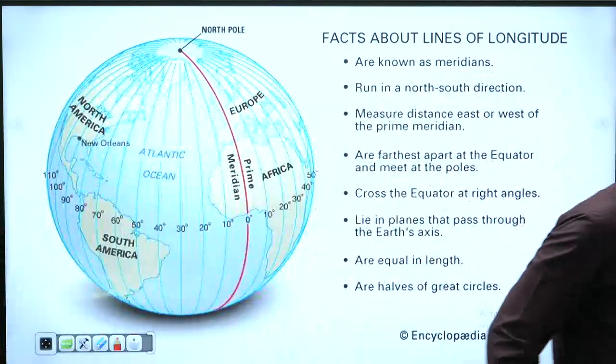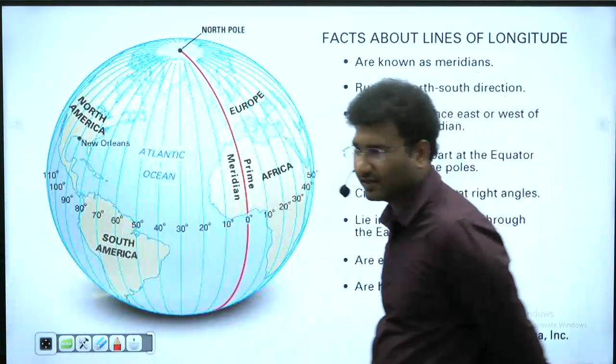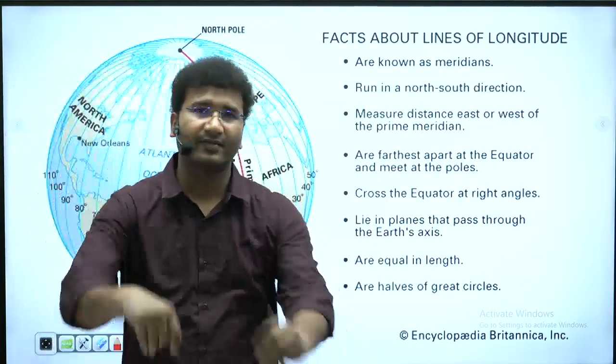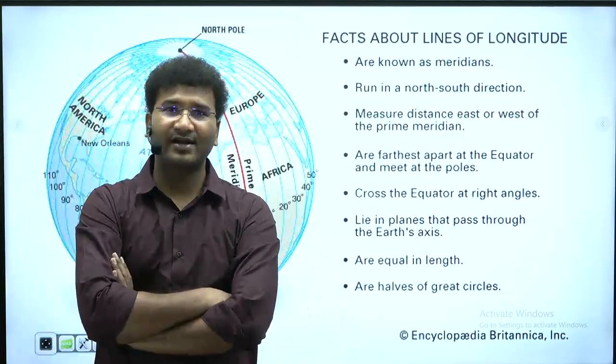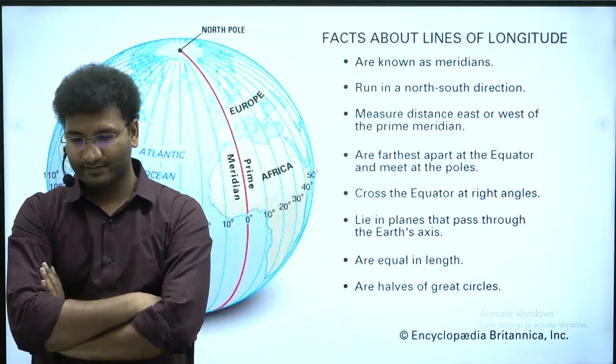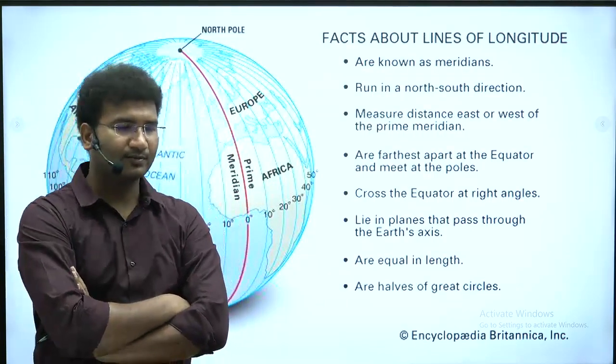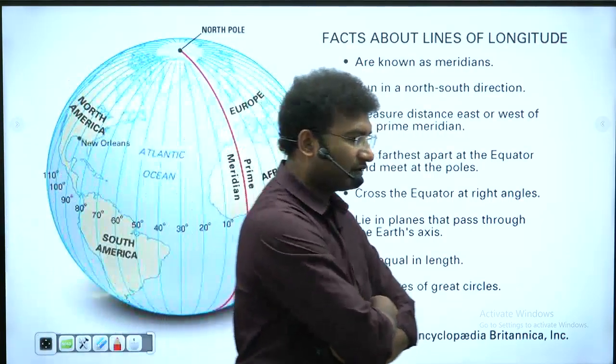Write one sentence. Longitudes are imaginary semicircles running from North Pole to South Pole.